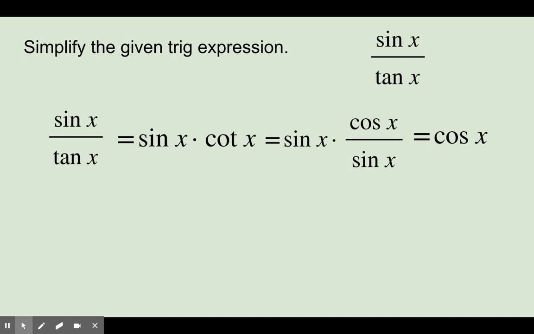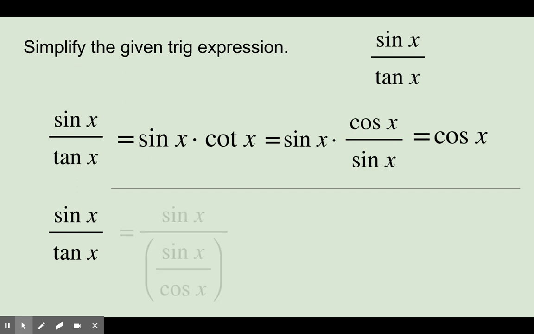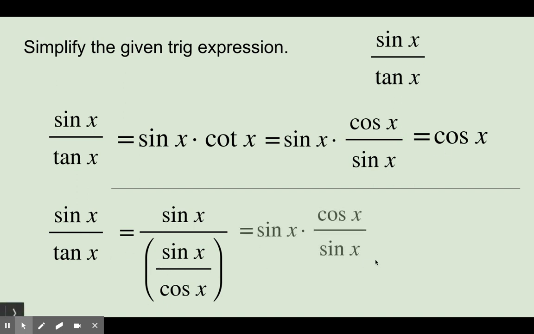Okay? The other way we could do it is, let's just change everything to sine and cosine. So sine is sine and tan is sine over cosine. So I do that little trick. Dividing by a fraction is the same as multiplying by its reciprocal, and then you'll see the sines divide out, and I'm left with cosine.